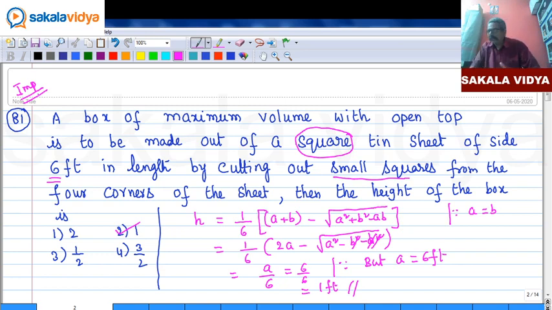First we need to find out the dimensions of the box. The dimensions of the box are 6 minus 2x, 6 minus 2x, and height will be x. Then the volume of the box is given by length into breadth into height: x into (6 minus 2x) into (6 minus 2x). We get a cubic equation, and differentiate and equate to 0, you get x value equal to 1. So that method is to be adopted.